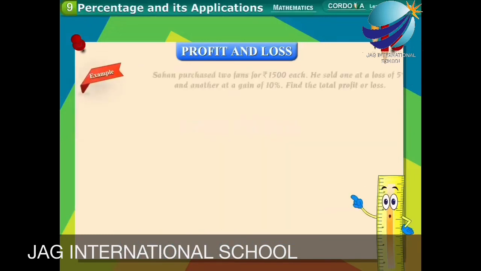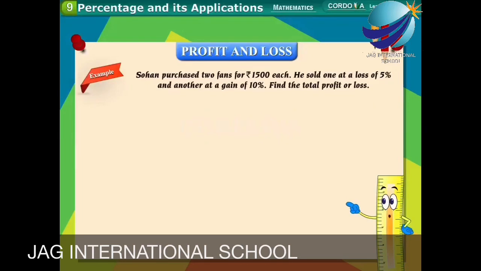Example. Sohan purchased 2 fans for rupees 1,500 each. He sold one at a loss of 5% and another at a gain of 10%. Find the total profit or loss.